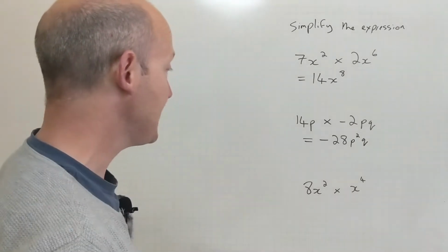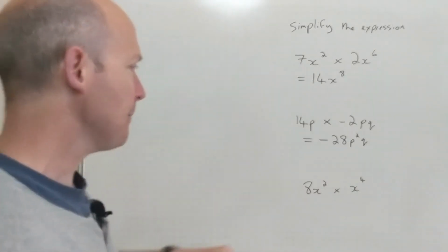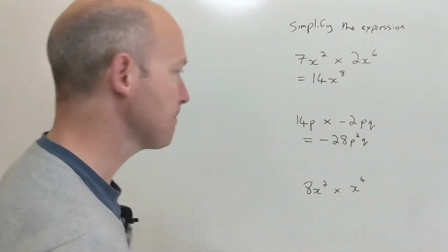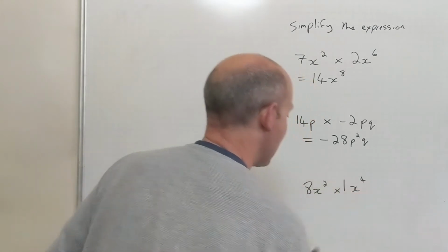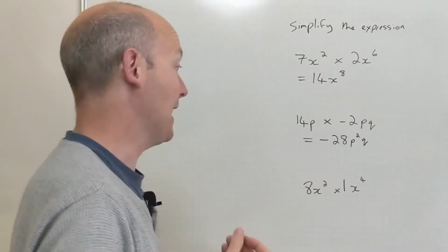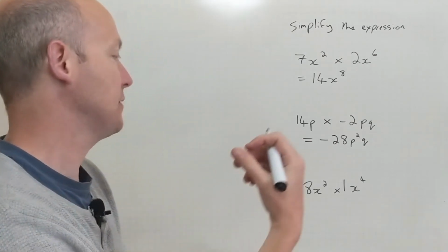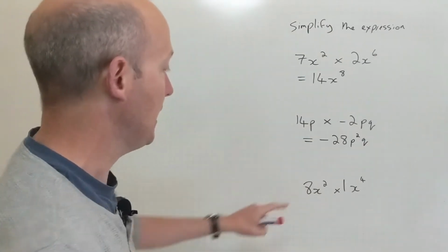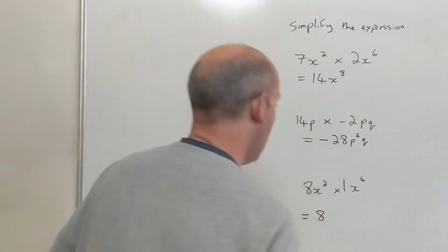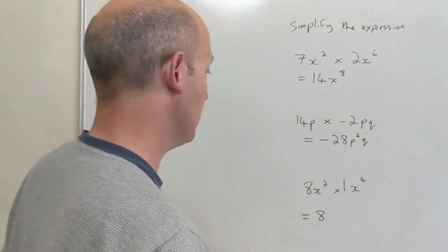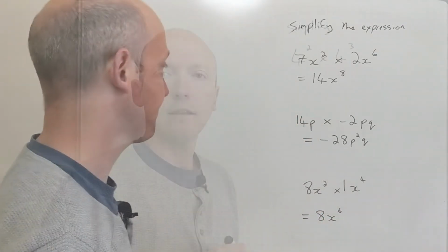Final question here, 8x squared times x to the 4. Okay, so we've got that same problem here. There's no number written here. Well, I'm just going to stick a number in. I'm going to put in there that invisible 1. It was always there. I haven't changed the question, but I've just written it in to make it easier to understand what I'm going to do next. 8 times 1 is 8. X squared times x to the 4 is x to the power of 6.